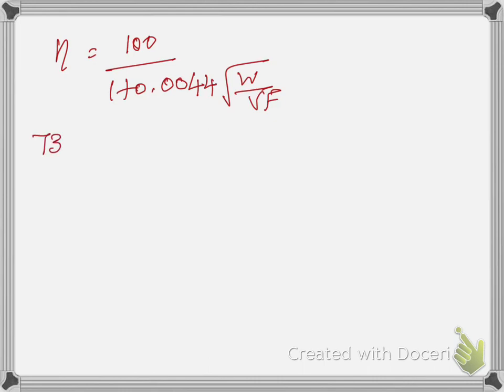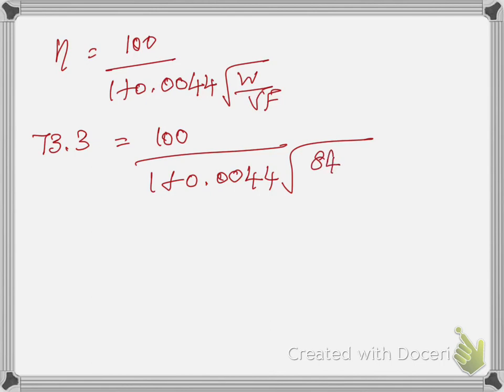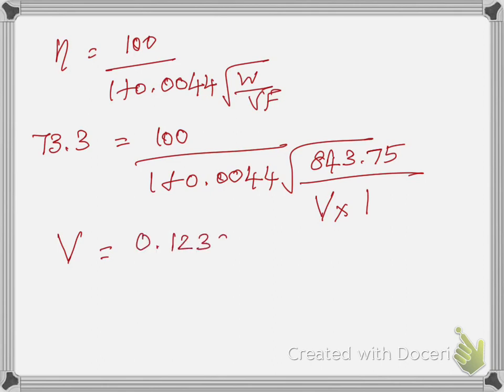So for your standard rate trickling filter, again the efficiency is 73.3, which is 100 divided by 1 plus 0.0044 divided by root of 843.75 divided by V into F value of 1. When you simplify this, you will be getting your volume of filter as 0.1233 hectare meter, which is equal to 1233 meters cube.